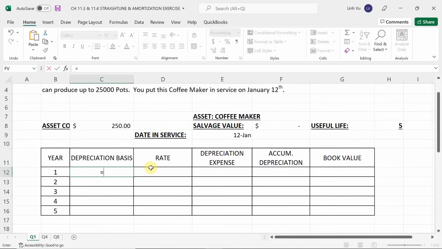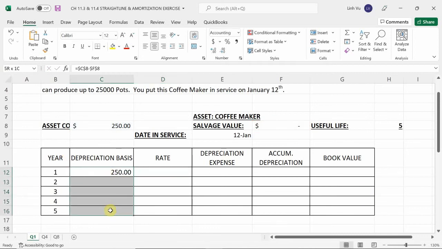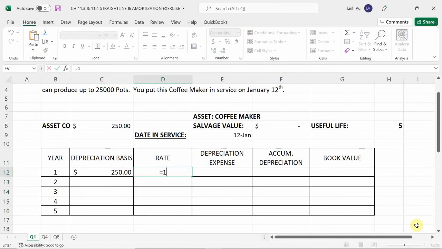Okay? So in this case, what is my depreciation basis? The first thing we do is cost of asset minus salvage. Good. So in this case, what do I get? We got the same number because we have 0. Good. So in this case, 250. All right. So what's my rate going to be? The rate is 1 up to estimated useful life. Good.